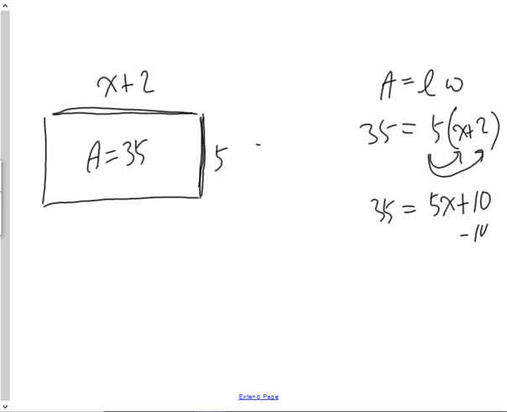Once you get it down to this, all you have to do is isolate for x by getting rid of your constant, getting rid of your coefficient, and leaving with x equals 5. Okay. Now your numbers are going to be different in your rectangle, I think, unless I coincidentally chose the right numbers that were on it.